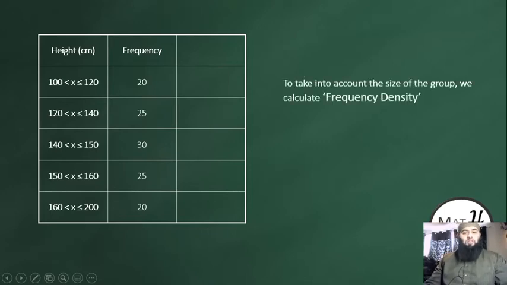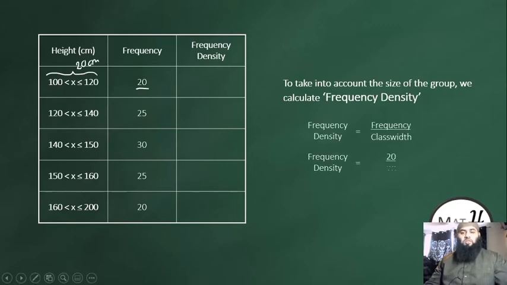To work out the frequency density, you have to do the frequency, like we said, which is this, divided by the class width, which is 20 centimeters. The difference between these two numbers. So let's do the first one. So 20 divided by 20 gives you 1. We put that in the first box over there. Second one would be 25 divided by 20 gives you 1.25.